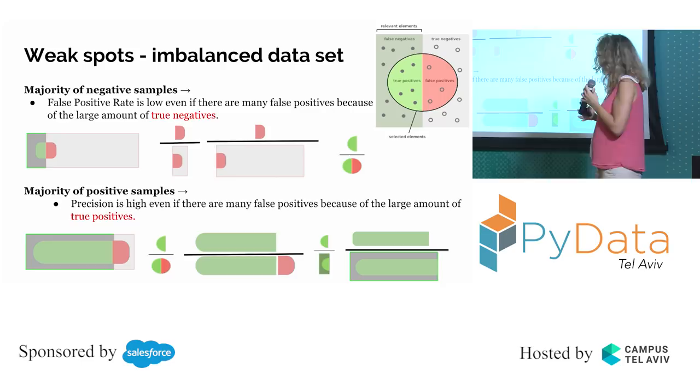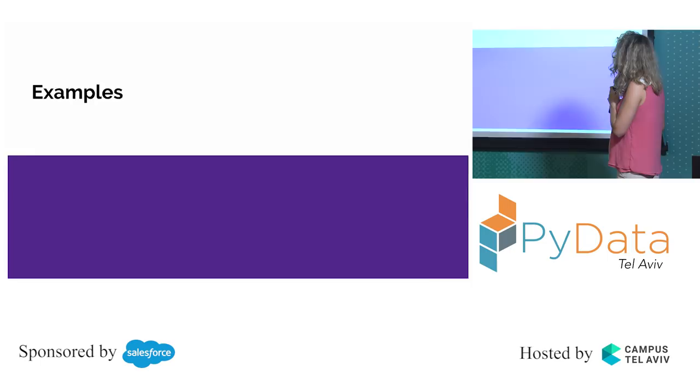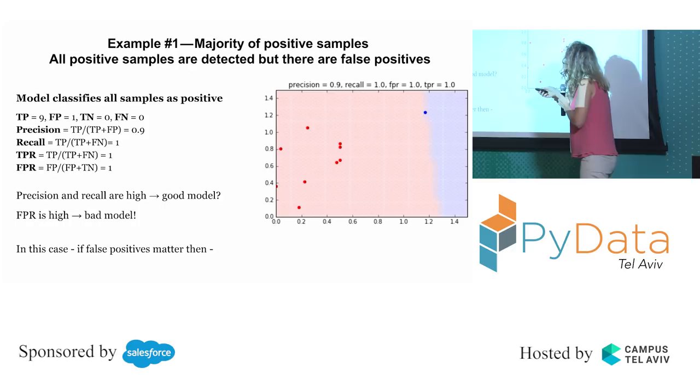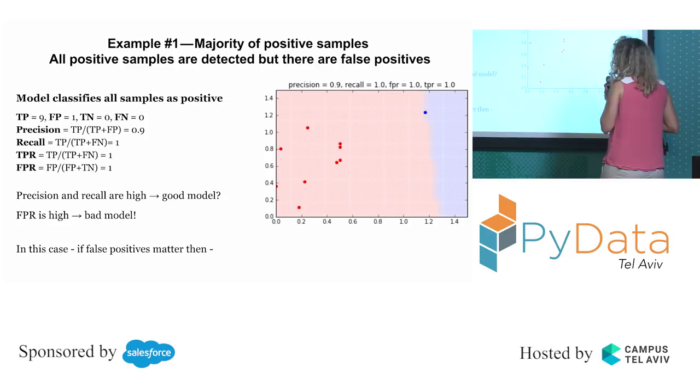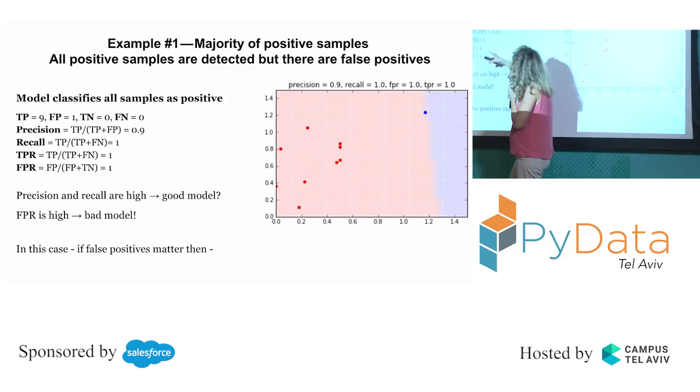Now, if that wasn't clear, we will see a couple of examples. The first example is a majority of positive samples, and we have a model which predicts all the samples as positive. A very bad model, right? Because it doesn't detect negative samples at all. I calculated the basic metrics, and we see that the precision is 90%, which is really high, and the recall is 100%.